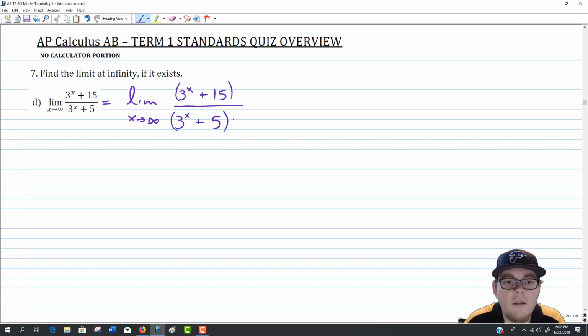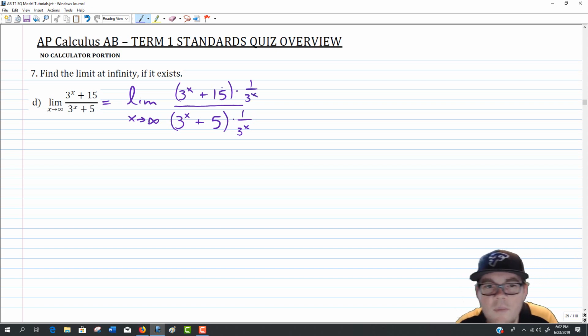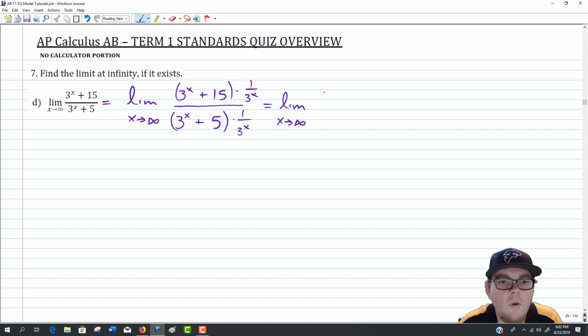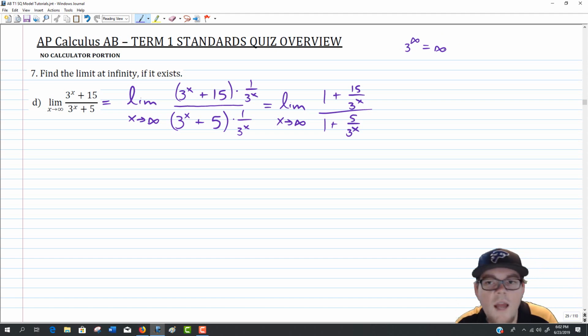I'm going to multiply by 1 over 3 to the x. The reason being, between a constant function and an exponential function, which grows really big, I can't tell which way I'm supposed to go, so we're going to need to tamp down that growth in order to attack it. From here, we'll take the limit as x goes to infinity of 1 plus 15 over 3 to the x, and in our denominator, we'll have 1 plus 5 over 3 to the x. Now, we haven't talked about this one yet, but if you take a number larger than 1 to the infinity power, you end up with infinity.